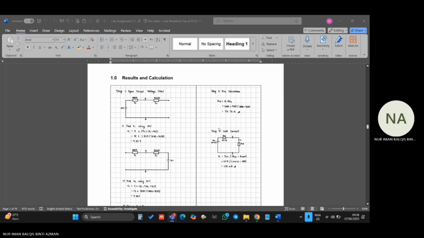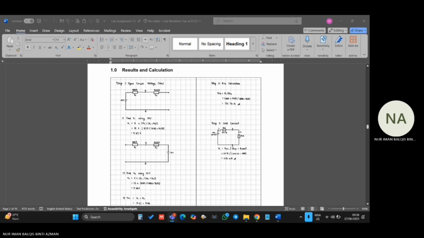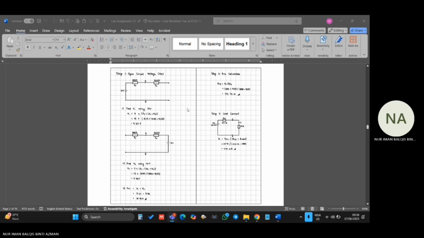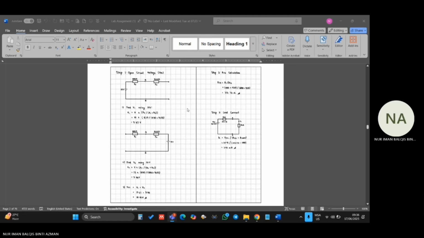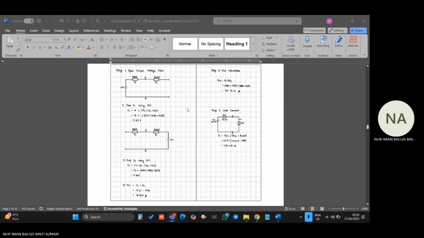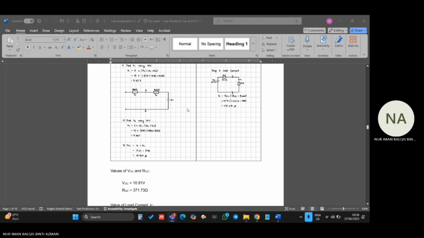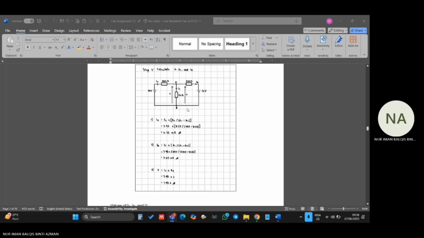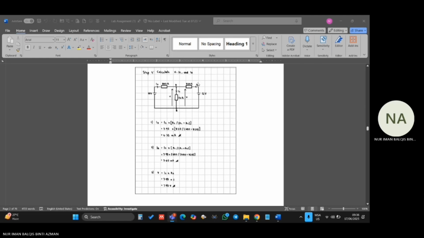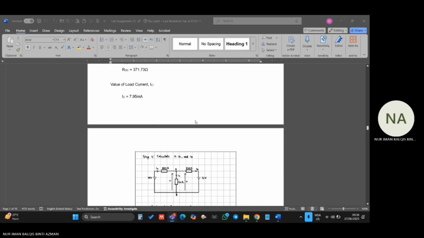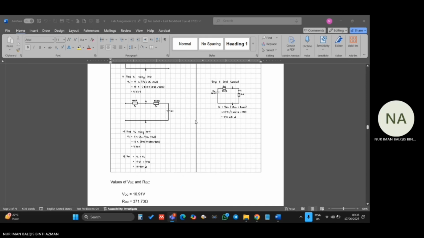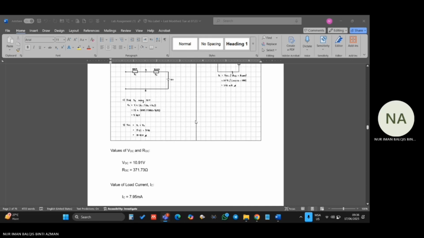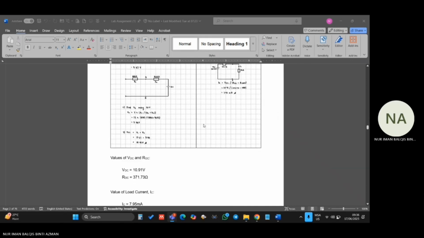This is the result and calculations. From the experiment, we calculated the open circuit voltage (VOC) as 10.91 volts, which is the voltage across the terminals when no load is connected. Next, we calculated the equivalent resistance (ROC) or RTH of the network to be 370.73 ohms, representing the total internal resistance seen from the output terminal.